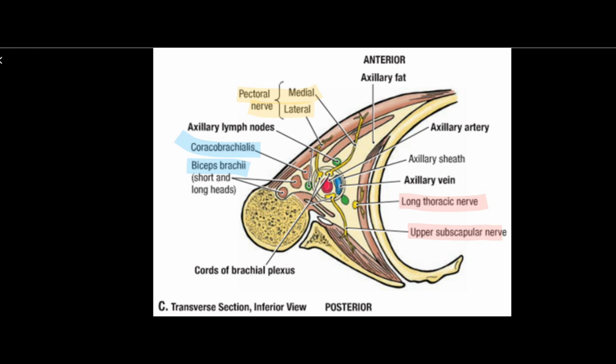Then what are the contents? We will be having the axillary artery, vein and lymphatics, and the brachial plexus cords and their branches.